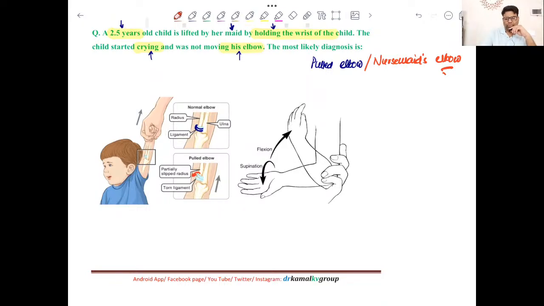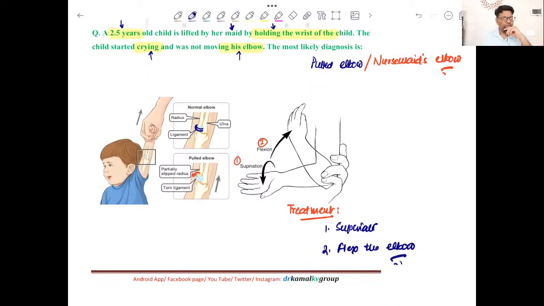So now what we need to do? Usually the child will come in this kind of position, so simply supinate it and flex it, right? Supination followed by flexion will reduce the head of radius back into the annular ligament, and that will cure the condition as such. So this is the treatment: supinate and flex the elbow, right? So this is in short about nursemaid elbow, or pulled elbow, and this is the usual cause if a child is lifted off the ground holding both or a single upper limb through the wrist, right? So this is pulled elbow.